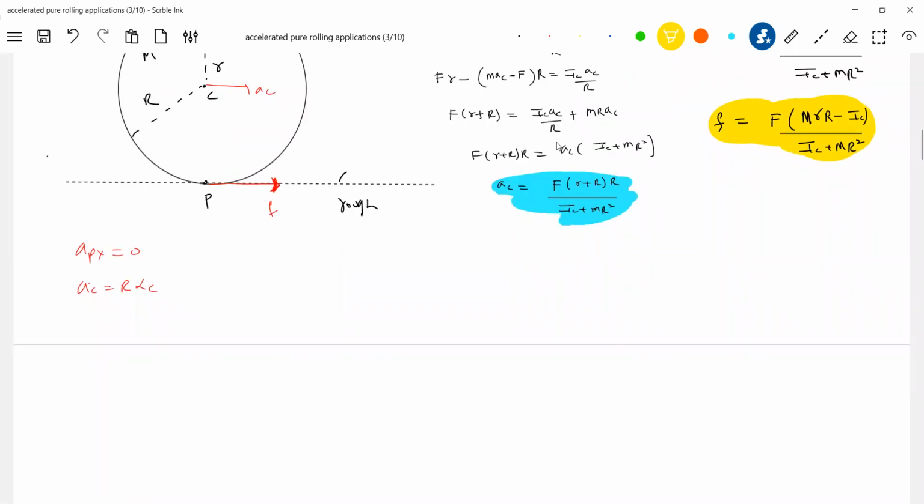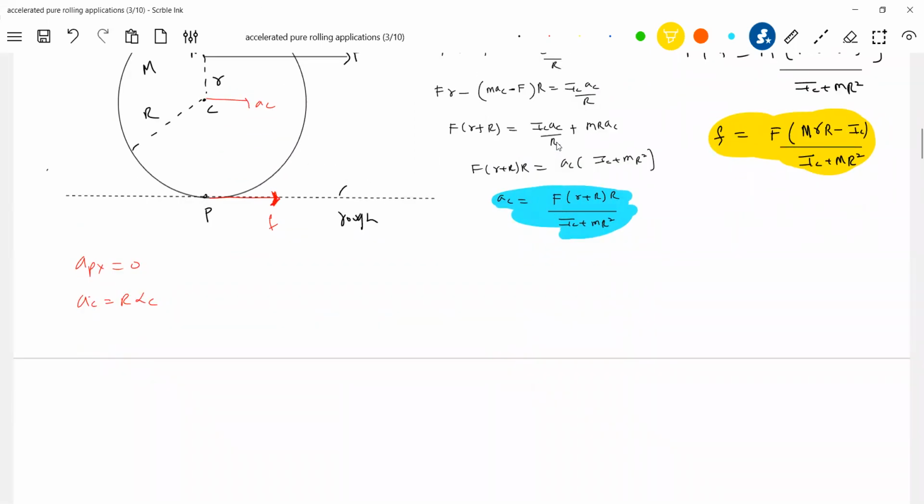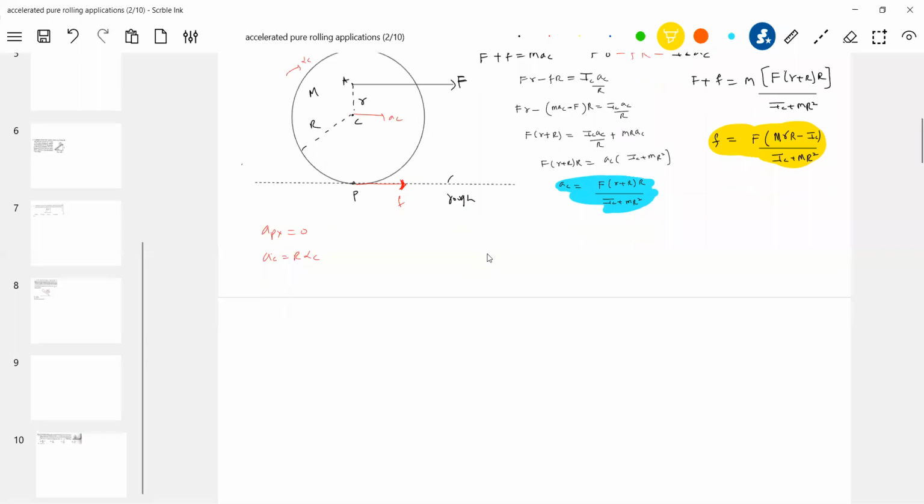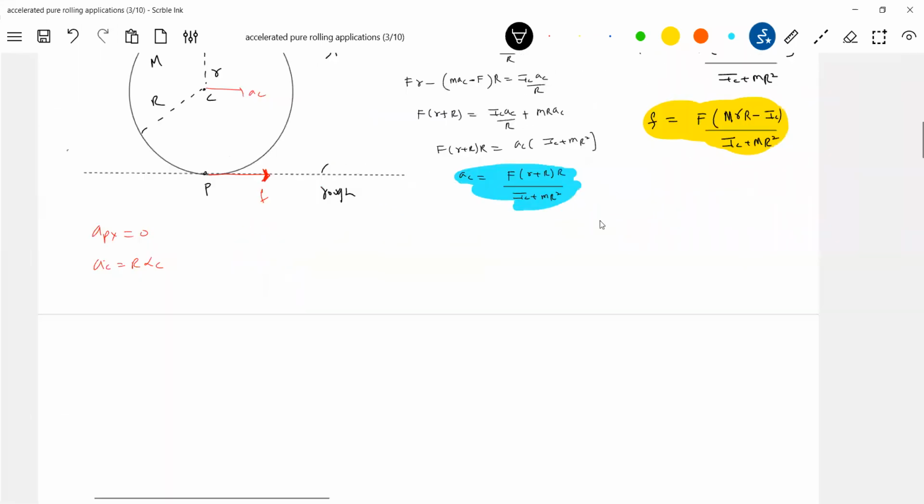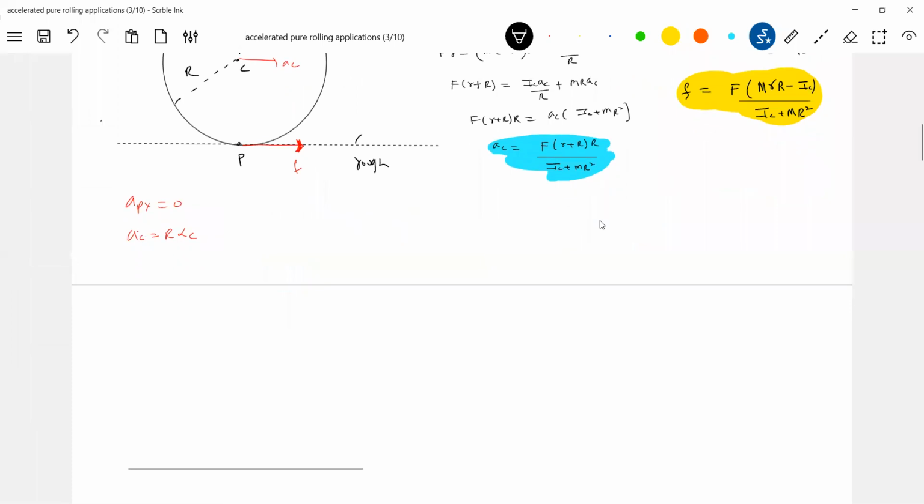Let me start with a ring. I'm going to apply this formula directly for the ring. In exams, you need not remember the formula, you have to directly write the equation. I think we can see this formula. So this is the ring. Now for a ring, what is IC? MR square. So I took a ring.